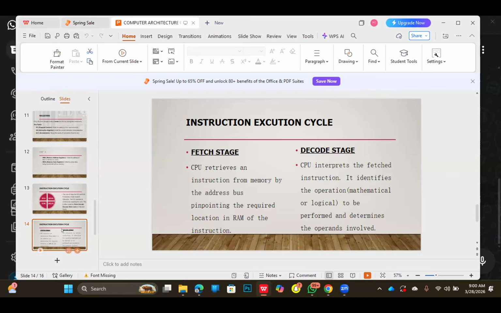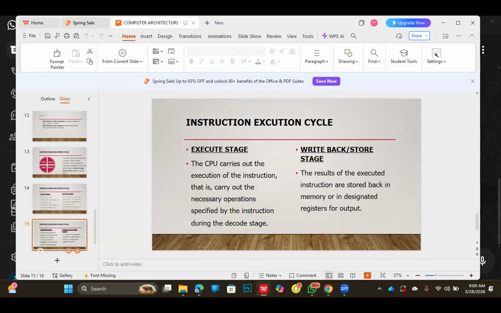Let's move to the next slide, please. So as we've moved from the fetch stage to the decode stage, now we come to the execute stage, where the CPU carries out the execution of the instruction. That is carrying out the necessary operation specified by the instruction during the decode stage. So we talked of the decode stage specifying which instruction it is when the information is being fetched. If the information is a basic math calculation, the decode stage will differentiate for us. Now, as the decode stage has done that, this is where the execution stage comes in. So it carries out the necessary operation.